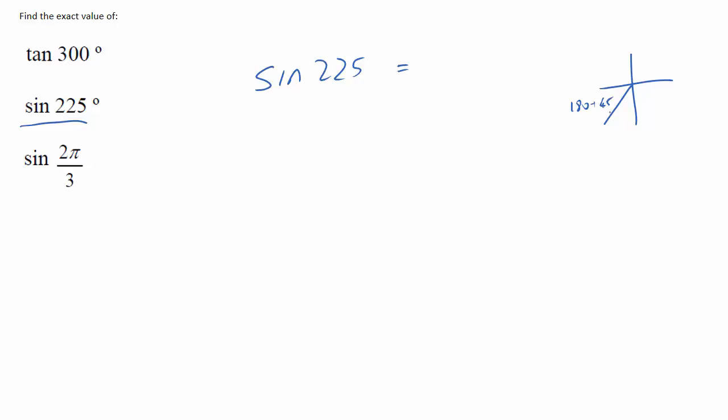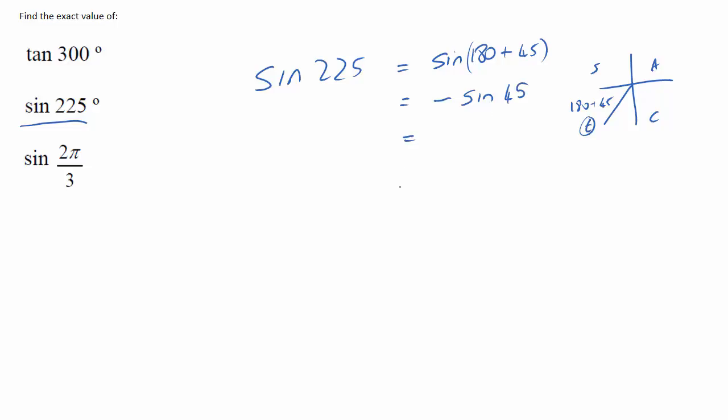In this quadrant, we know that only tan is positive because we've got our CAST, C-A-S-T. So sine's going to be negative. So the first thing we do is write down the equivalence, which is sine of 180 plus 45. That's how we got to 225. We were in the third quadrant, so it's going to be equivalent to negative sine 45.